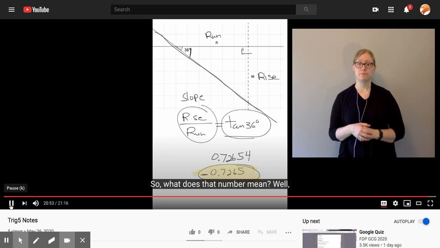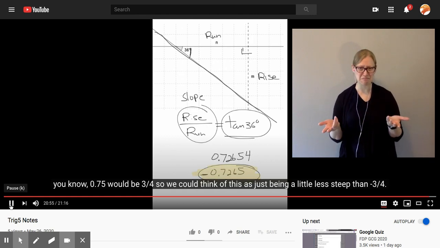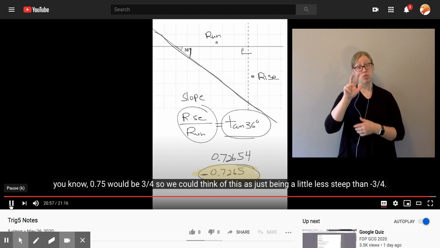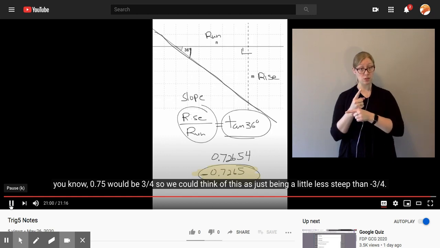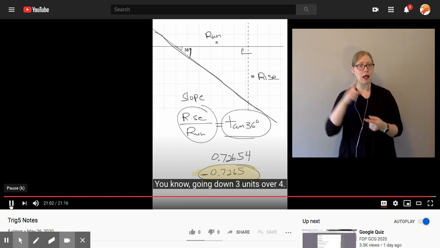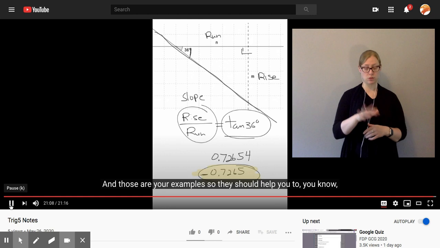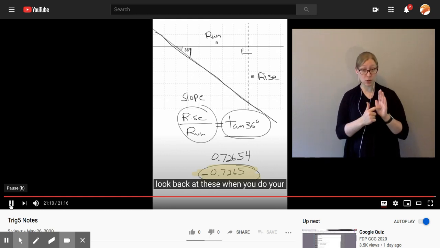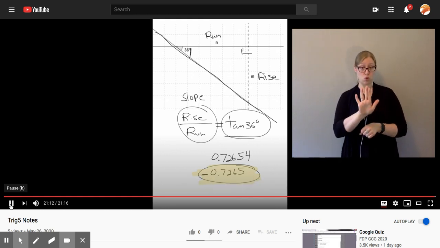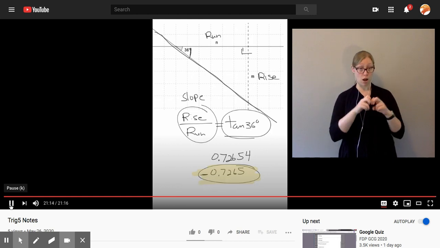So what does that number mean? Well, 0.75 would be 3/4. So we could think of this as just being a little less steep than negative 3/4, going down 3 units over 4. And those are your examples. So they should help you to look back at these when you do your problem set. Good luck.